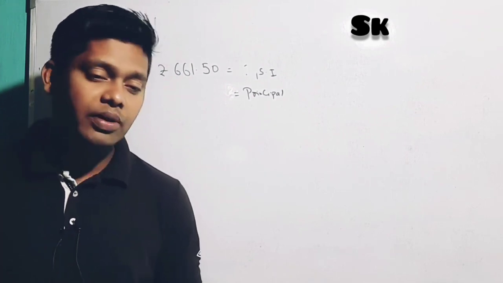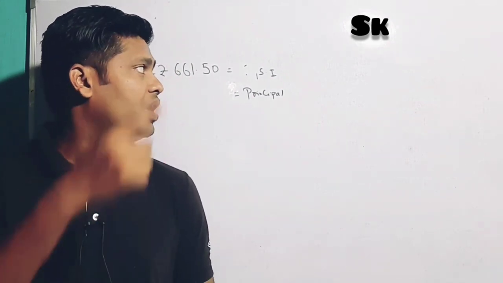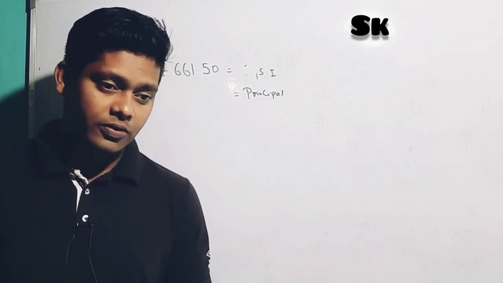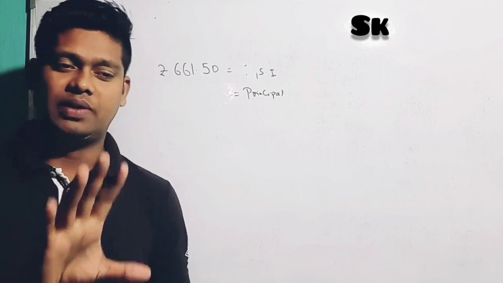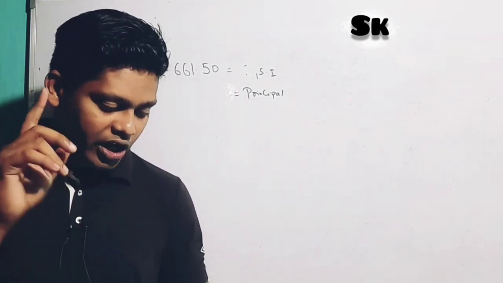So in these chapters you need to understand the question very clearly, because if you misunderstand it, your answer is completely wrong. So if they ask "what sum," it means the principal, and the principal you need to find out. Clear?